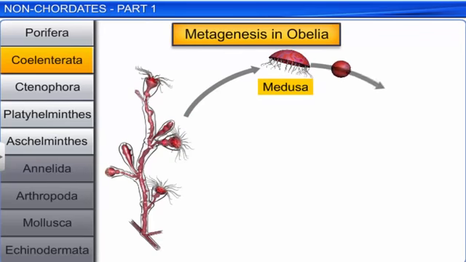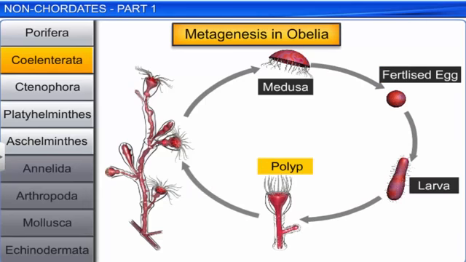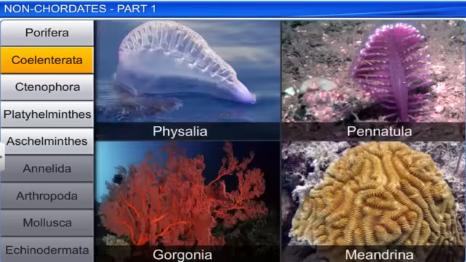Some coelenterids like Obelia exist in both forms and exhibit alternation of generation. Polyps produce medusae asexually, and the medusae form polyps sexually. This phenomenon is called metagenesis. Some common coelenterids are Physalia, Pennatula, Gorgonia, and Meandrina.